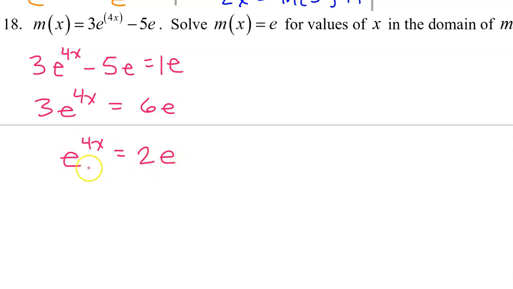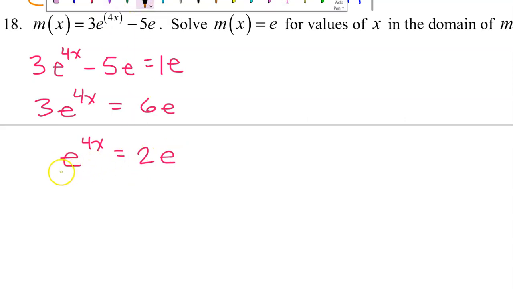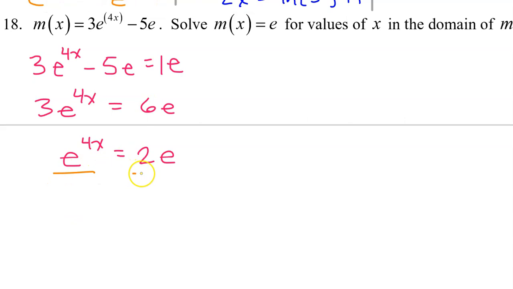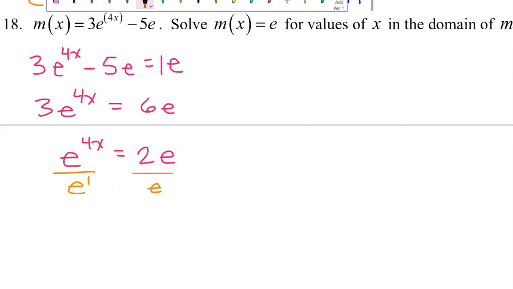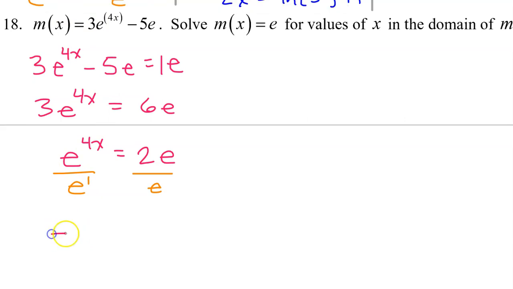I would like to get these e's together. I can accomplish that by dividing both sides of the equation by e. So on the right side, these e's will cancel each other out, but on the left side, I'm going to think of this as e to the 1 power. And you know that when you divide with like bases, you subtract the exponents. So this will be e to the 4x minus 1 is equal to 2.